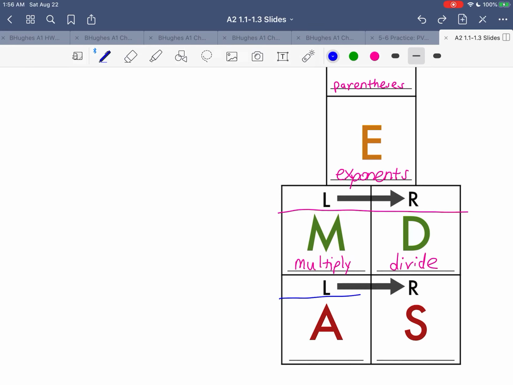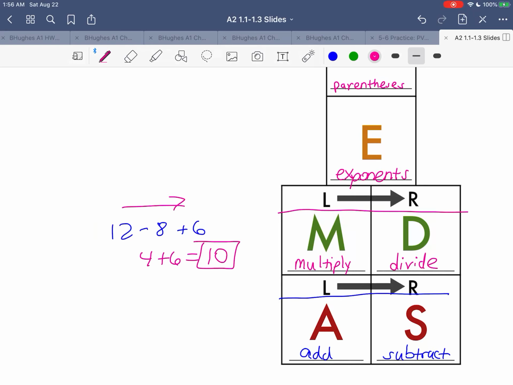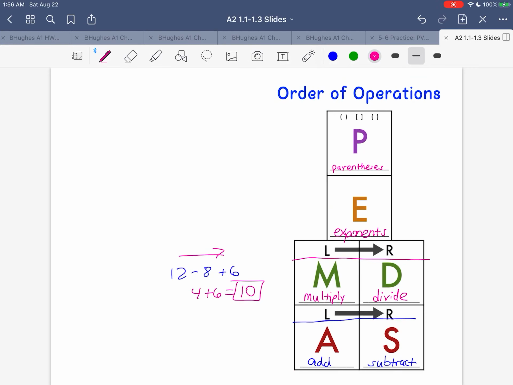Okay. And then the same thing is true with adding and subtracting. You do them in the order they appear. So when you add and subtract, whatever comes first is what you do. So if I had something like 12 minus 8 plus 6, I would not jump over here and do this first. If I did that, I would get -2. I do them in the order that they appear from left to right. So I'm going to do the 12 minus 8, which is 4, and then plus 6, and I do get a different answer. So it is very important that you do this process correctly.